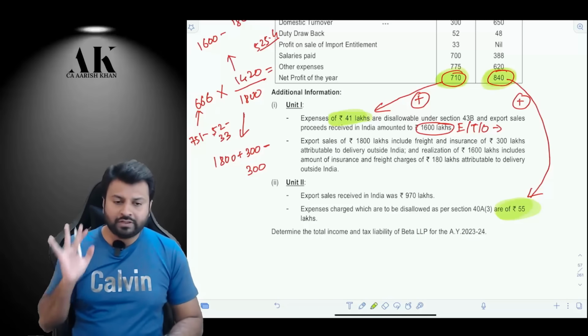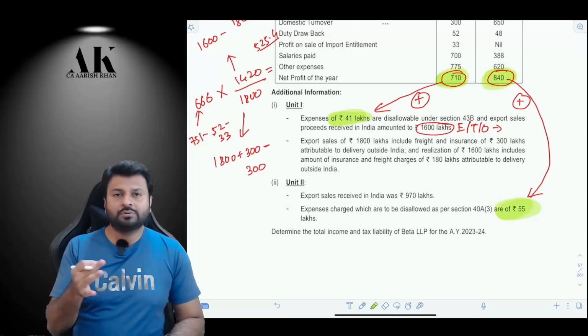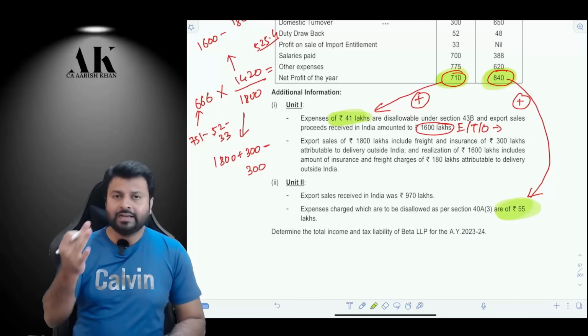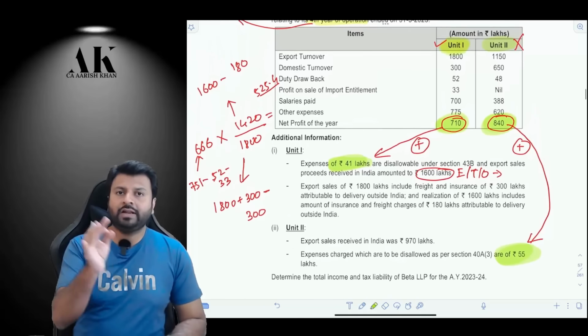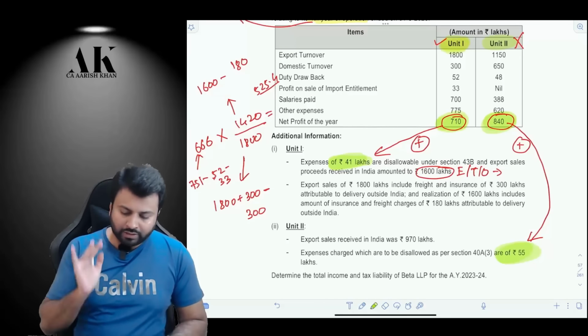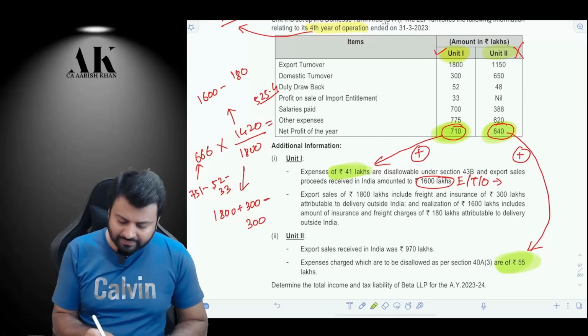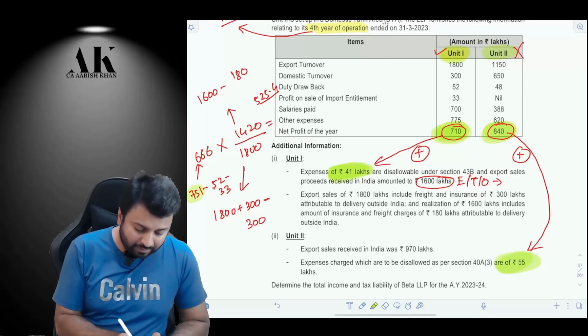After you have computed your total income, what are you supposed to do? You are supposed to take deduction under 10AA, and the 10AA deduction is available how much? Profit into export turnover divided by total turnover. Now, what is the profit of unit 1? Unit 1 profit is 710 plus 41. Therefore, unit 1 profit is 751.